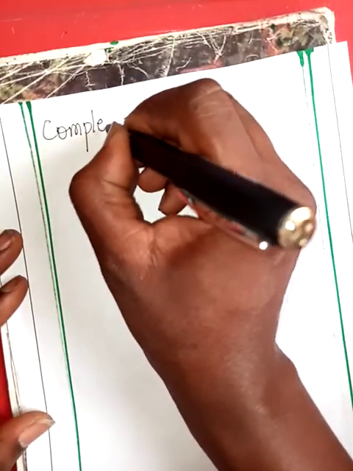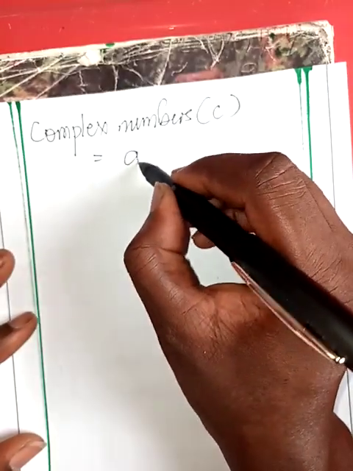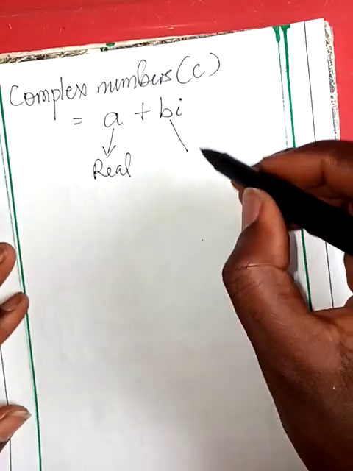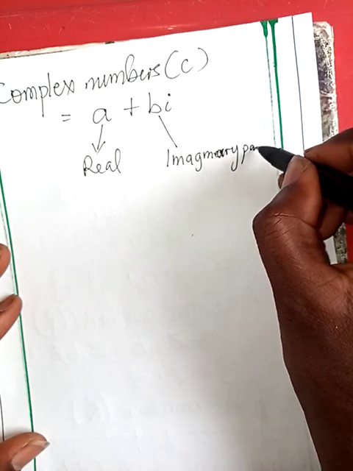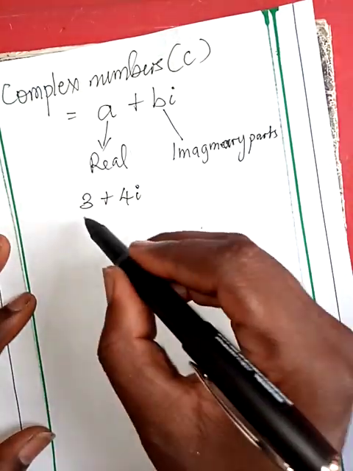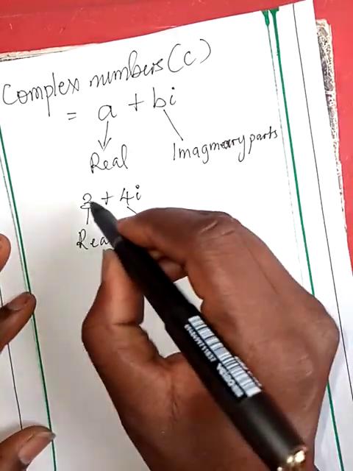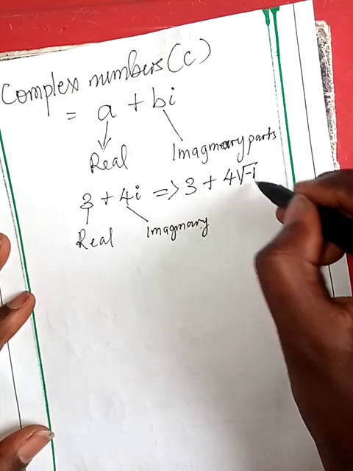The next set of numbers are what we call the complex numbers. Complex numbers are a combination of real and imaginary parts. They can be written in this form: a plus bi, where a represents the real part and bi represents the imaginary part. A good example is if you have something like 3 plus 4i. The 3 is real and the 4i is imaginary. This can also be written as 3 plus 4 root of -1.